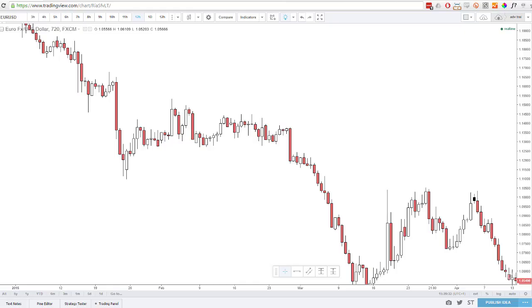That's why it's ranging, because it can't really push up and can't really push down. It can't make those big candles that you need in order to see a trend. These are the big candles you need in order to see a trend. Candles like that one, candles like that one, that one.